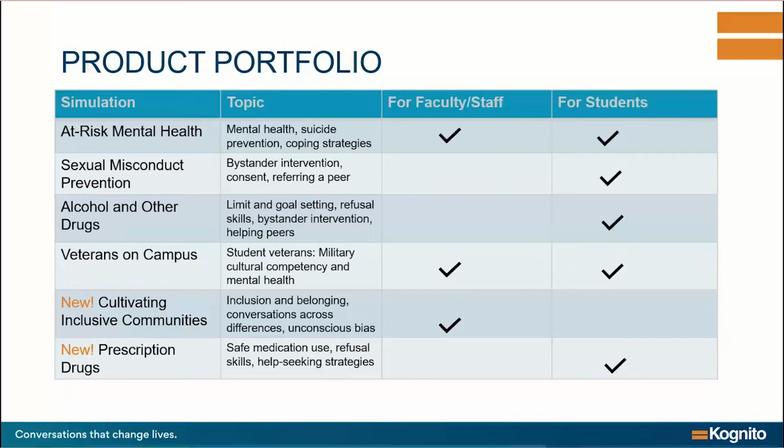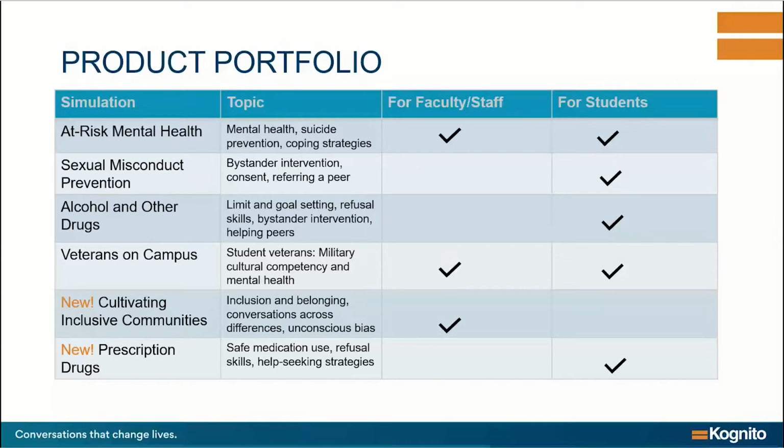Cultivating Inclusive Communities is specifically for faculty and staff. This program is really focused around the idea of creating these campuses where we're bringing in inclusion and belonging, and we'll talk a little bit more about the conversation that is specifically in that one and the goals of that. And then prescription drugs, which is specifically for students and adds on to what we started with our alcohol and other drugs program. That's specifically more around prescription drugs, but then does have more practice scenarios around those types of refusal skills and other things that we focused in on alcohol and other drugs.